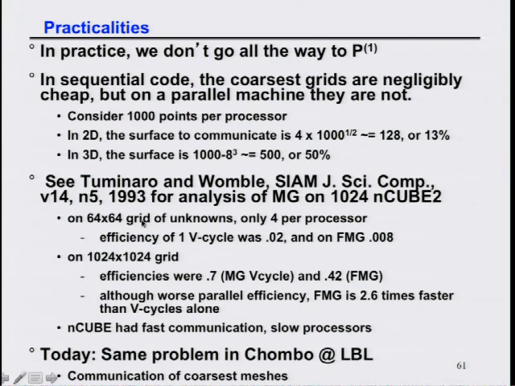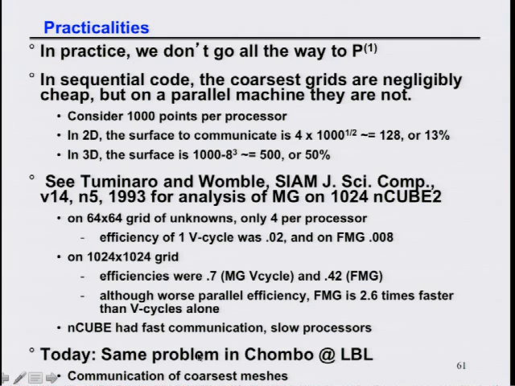And when they finally, there are only 4 unknowns per processor, right? So this is a very coarse grid. And the efficiency was 2% because it spent all its time communicating. And when it went up to 1024 by 1024, it finally got decent. The efficiency was 0.7 or 0.42, depending on whether you were looking at a single multi-grid cycle or full multi-grid. And this machine was easy because this machine had really slow processors and really fast communication back then.